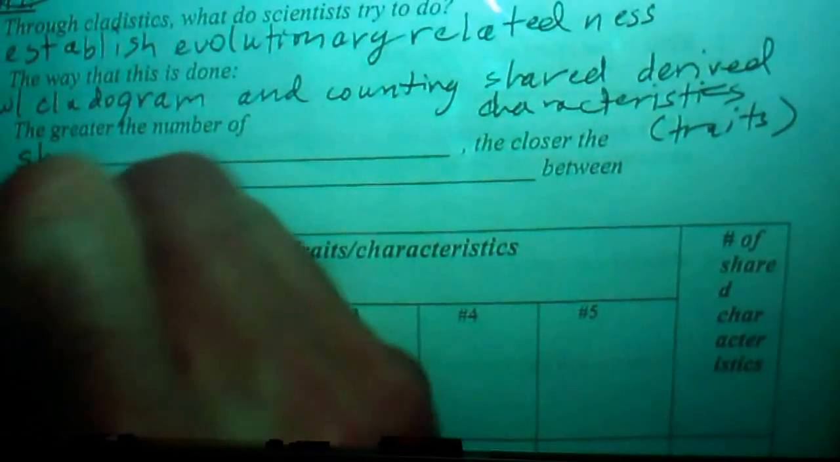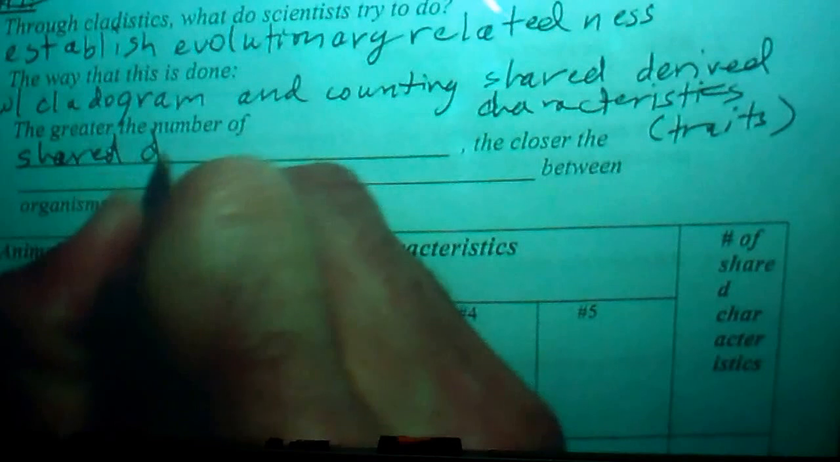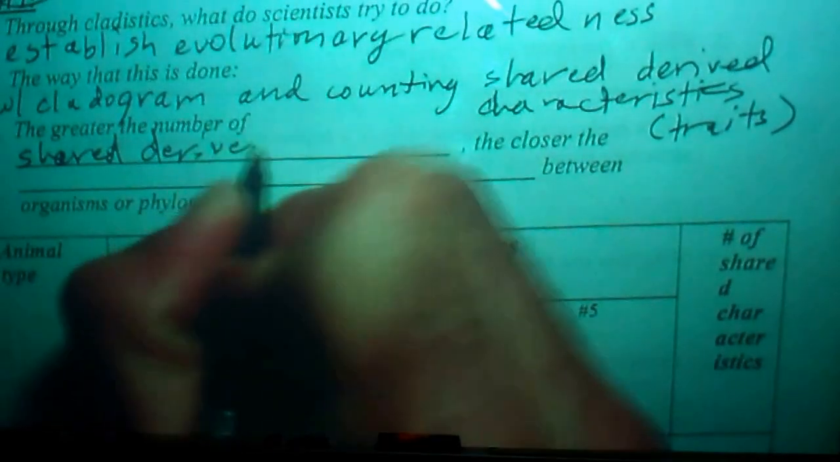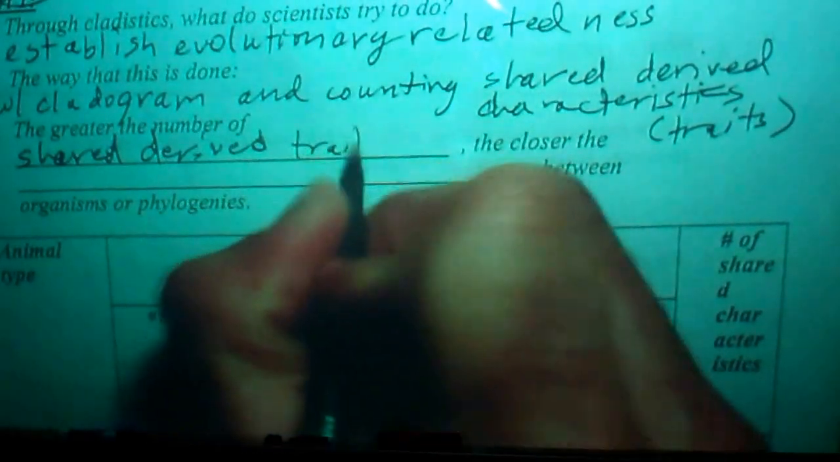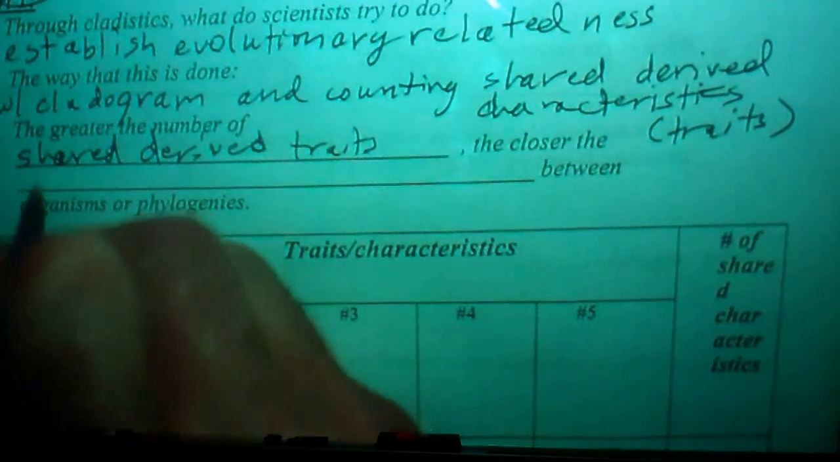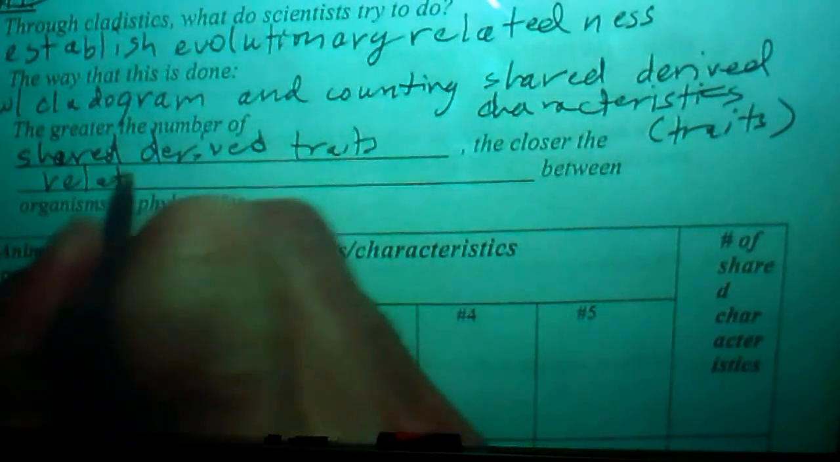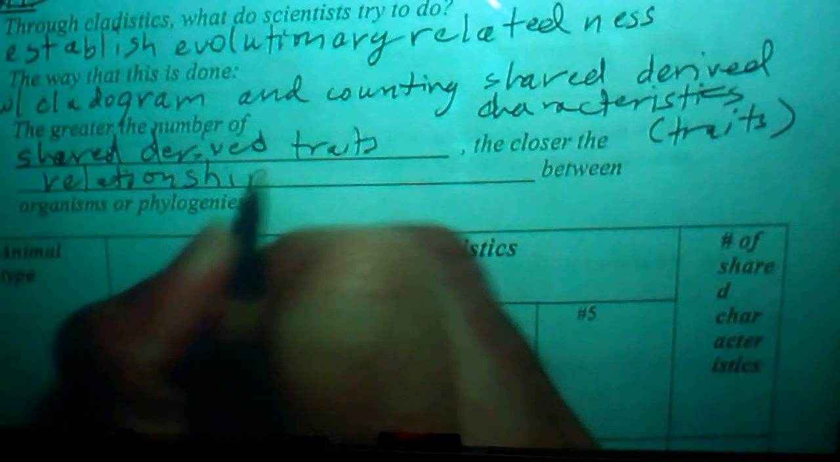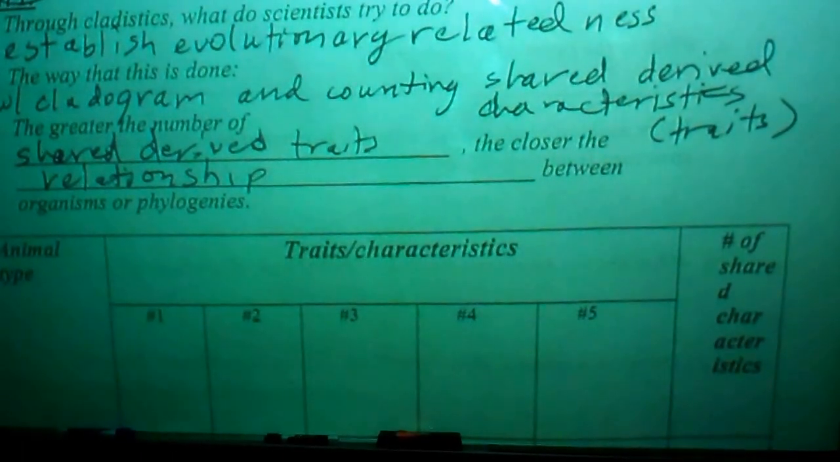So with cladistics, the greater the number of these shared, derived traits, the closer the relationship between organisms or phylogenies. Now, one of the things I forgot to tell you is this word phylogeny.